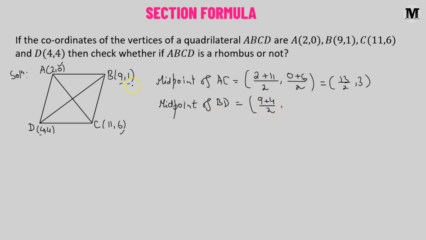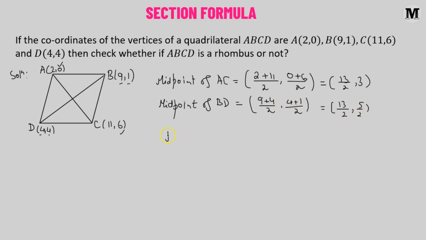And then to find out the y-coordinate, we'll take the sum of the y-coordinates. So that's 4 plus 1. So that's going to be 4 added to 1 divided by 2. So here we have 13 over 2 and 4 plus 1 over 2. That's simply 5 over 2.